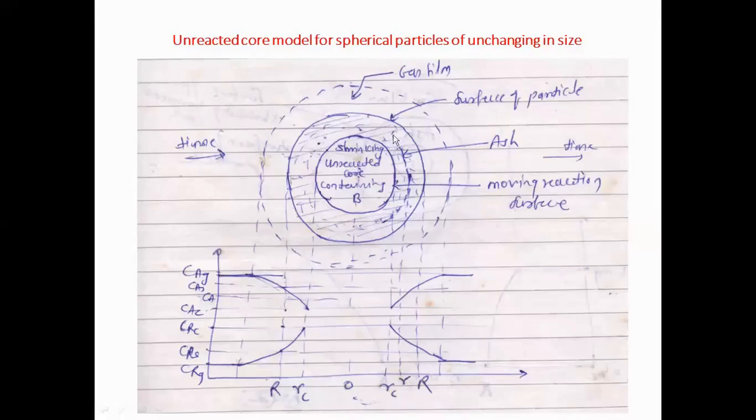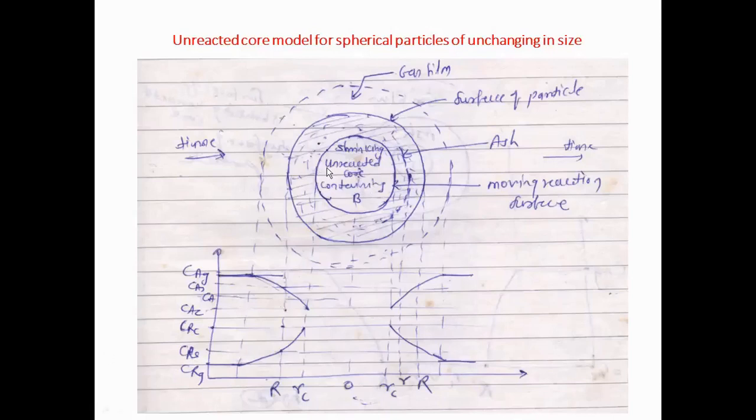But finally, the outer skin surface of the particle will be unchanged; the size will be unchanged. But this ash layer is formed on the surface, so an unreacted particle will remain inside, that is, the shrinking unreacted core containing B. This is the unreacted particle. Internally there is an unreacted particle, and this ash layer moves towards the center.